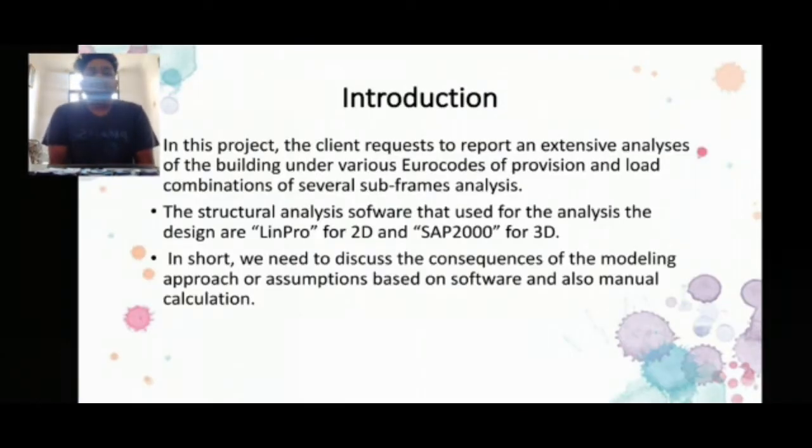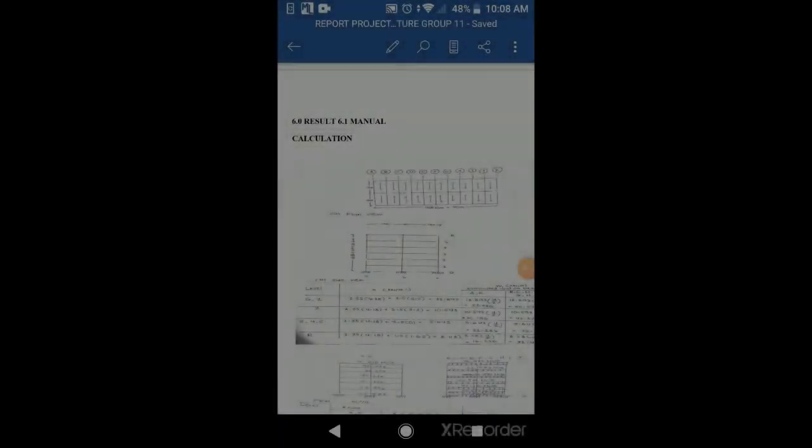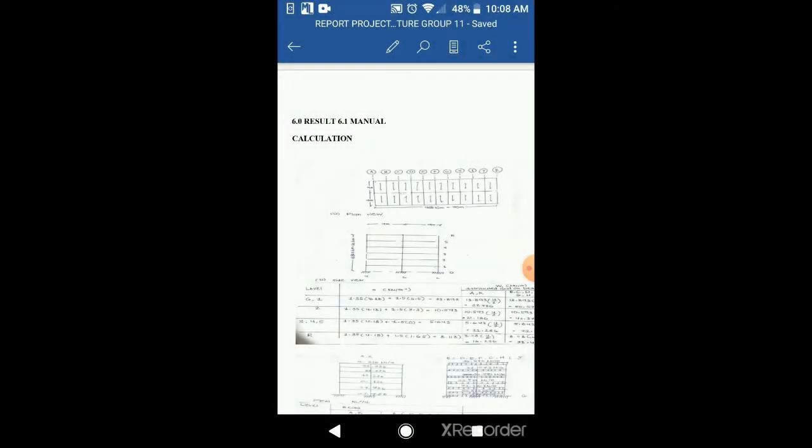In this project, based on the question given to us, the client requested a report on a very extensive analysis of the building based on various Eurocode provisions and load combinations of several subframe analyses. For this project, we decided to use two. So we are going to show how we did our manual calculation.